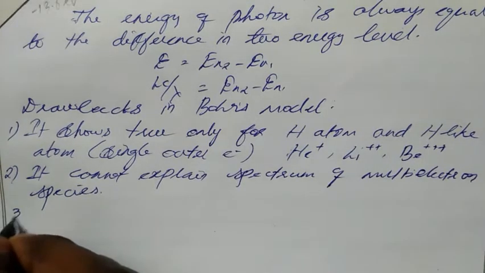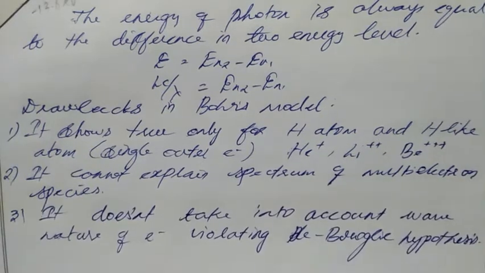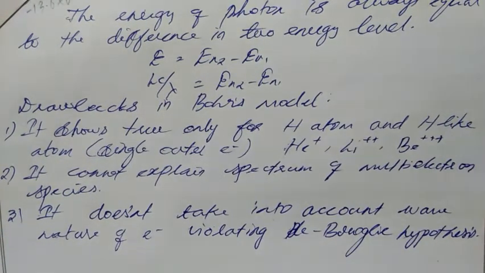Then the third point: it does not take into account the wave nature of the electron, which violates the de Broglie hypothesis. We know by the de Broglie hypothesis that the electron has both particle nature as well as wave nature. Correct? But Bohr's atomic model cannot take into account the wave nature of the electron. It only considers the particle nature of the electron.